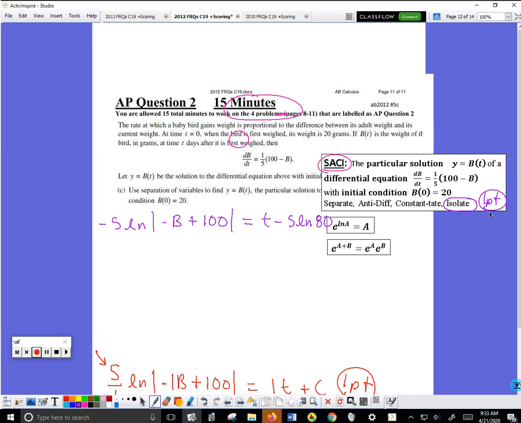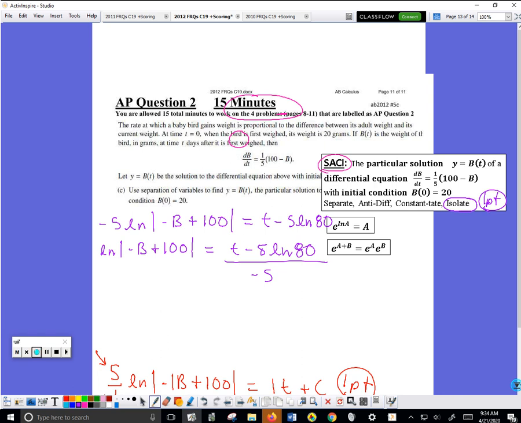Okay, so to get the b alone, I have to get the negative 5 to the other side. So that means I'm going to have natural log, absolute value, negative b plus 100 must equal all of this divided by 5. So that will be t minus 5 natural log of 80 all over negative 5. I don't have to do any simplification. Dividing those 5s is not legal because the 5 in the numerator is not a factor of the numerator.